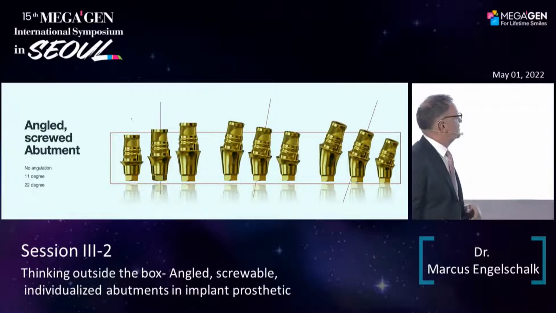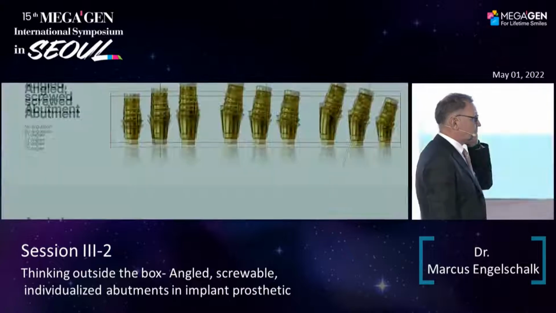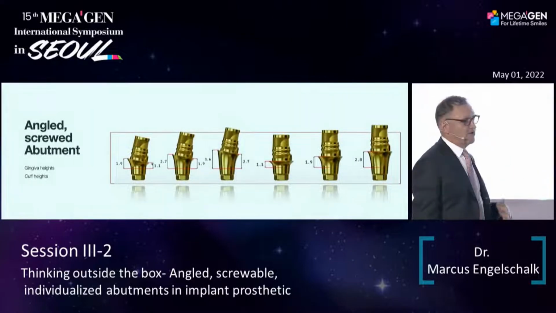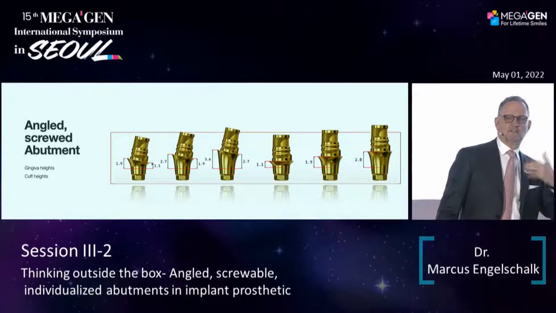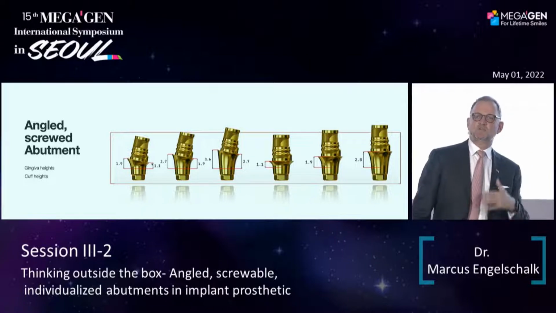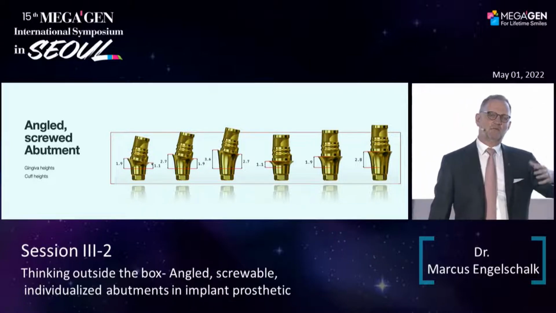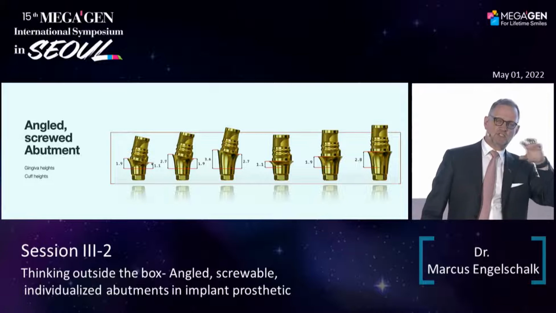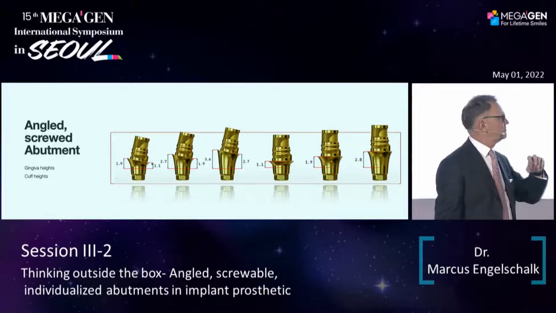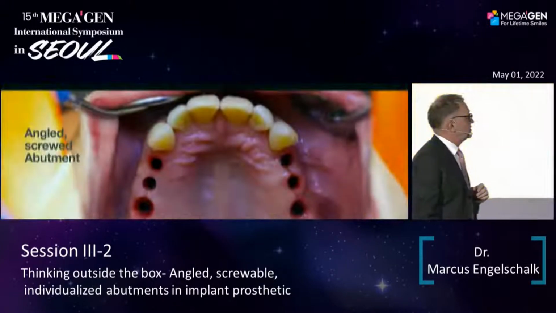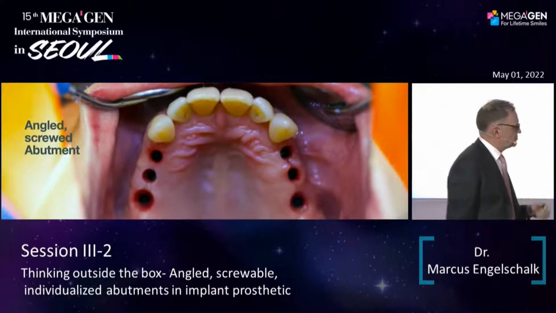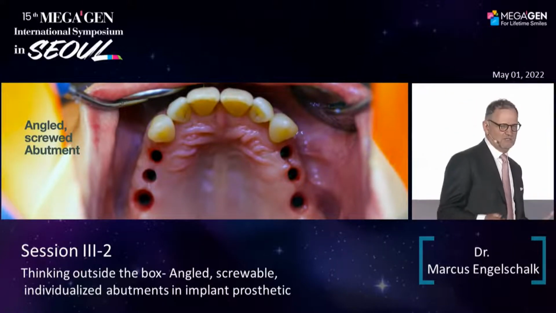So these are the angulated abutments we have at the moment. And you have to deal with the cuff height, meaning the soft tissue. This is something you can prejudge at the time of diagnosis with a digital AutoGate system, and of course, intraorally.